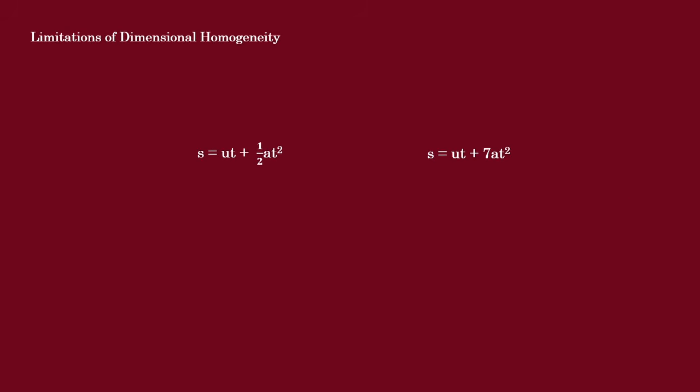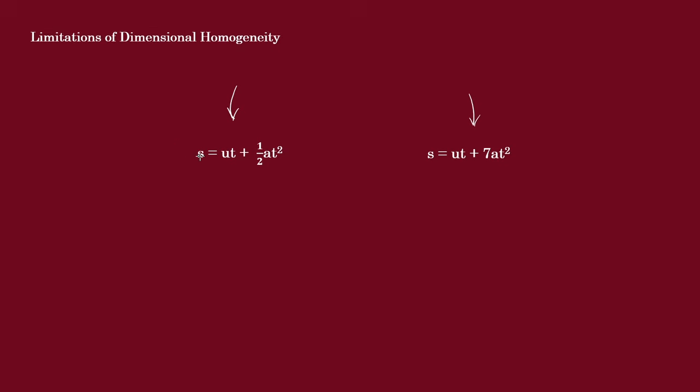Okay, we're going to look at an important thing, which I hope has been coming to your mind, which is one of the greatest limitations of dimensional homogeneity, which is what we just explained actually, the problem with the constants. Remember our equation of motion for displacement s. So this is s is equal to ut plus half at squared. This is s is equal to ut plus 7 at squared.